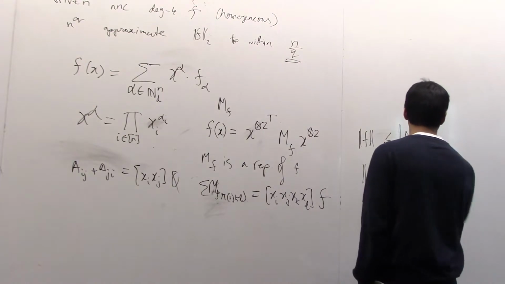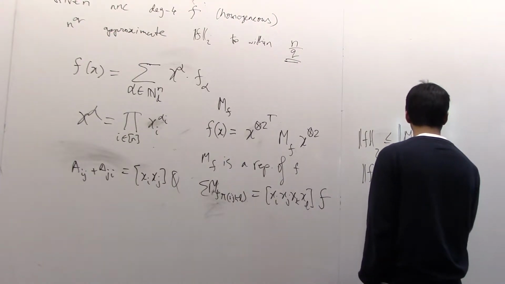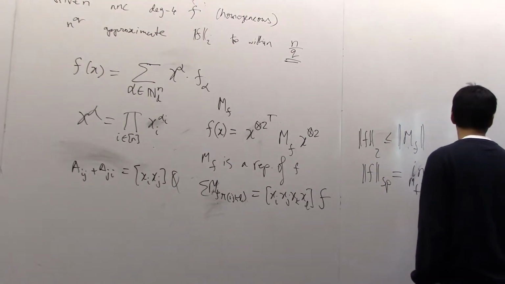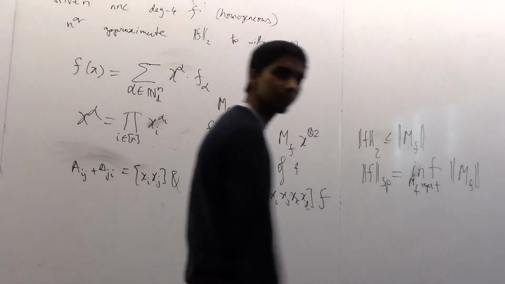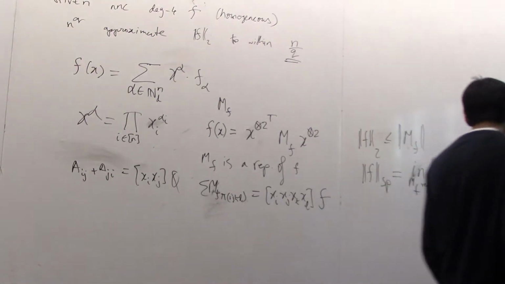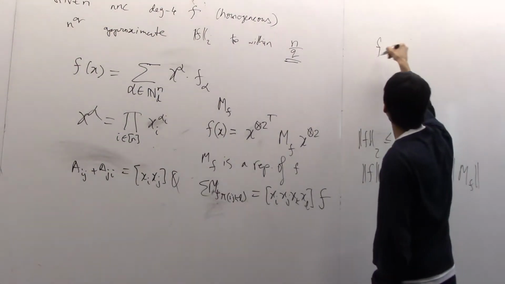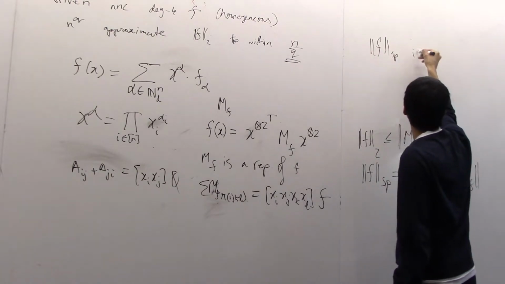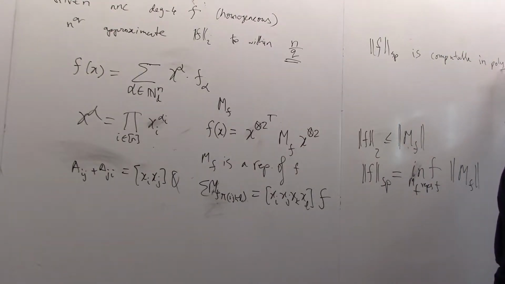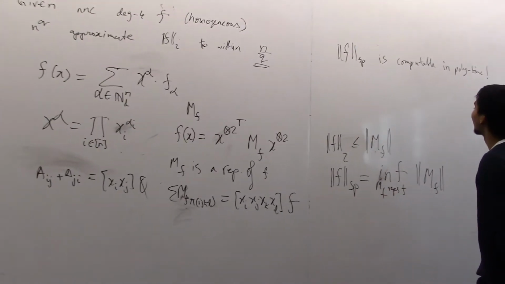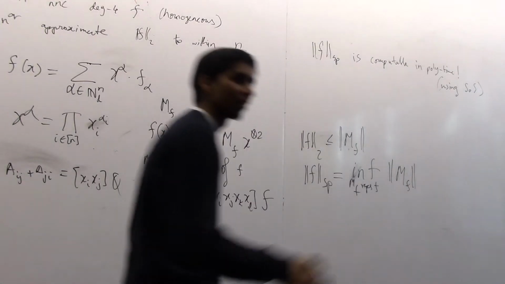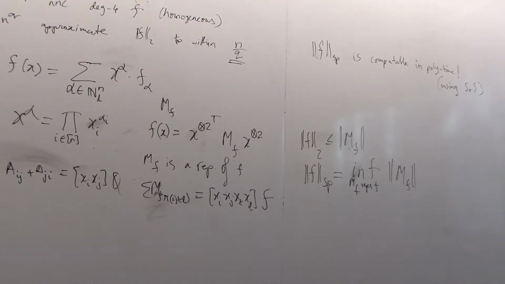It's the minimum over all representations of their spectral norm. Okay. And it turns out, I'm not going to go into the details of this, it turns out that the spectral norm of a polynomial is computable in polynomial time. And it turns out this is what the SOS hierarchy does on this hypersphere problem.